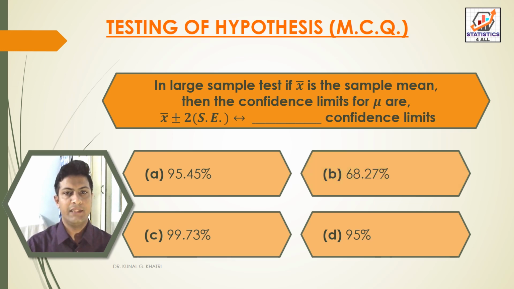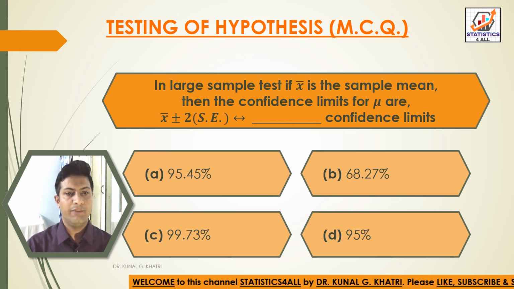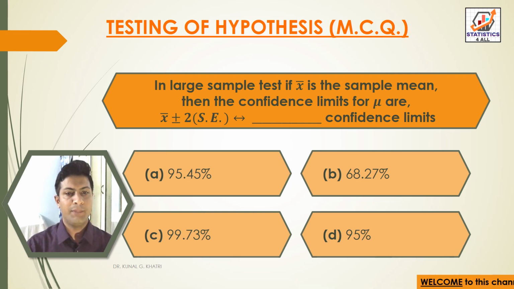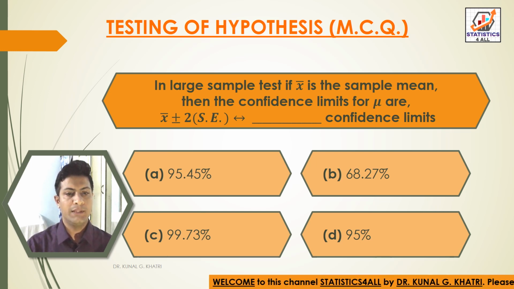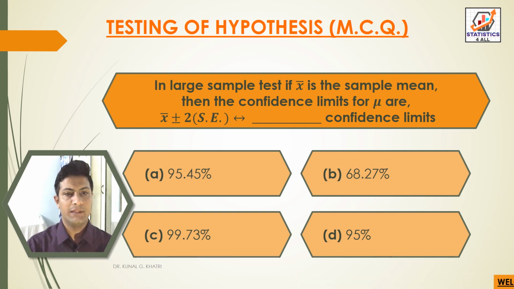In large sample test, if x bar is the sample mean, then the confidence limits for mu are x bar plus or minus 2 into standard error, dash confidence limits. So here options are A 95.45%, option B 68.27%, option C 99.73%, option D 95%. So here we have answer option A, that is 95.45%.